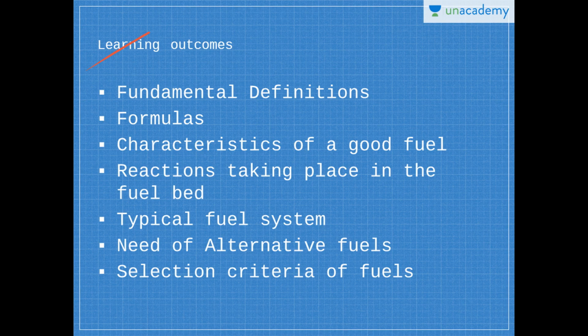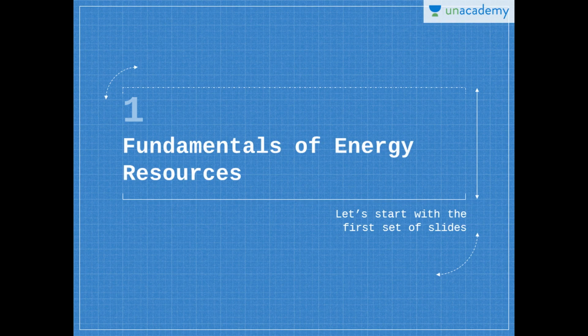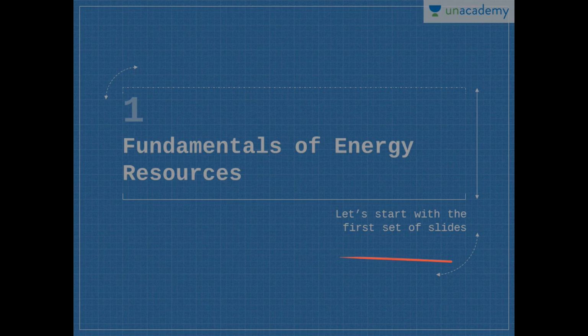So the learning outcomes of this slide will be, you guys will get an overview or the introduction of the fundamental definitions used in the energy resources, the formulas, the characteristics of a good fuel, the reactions taking place in the fuel bed, a typical fuel system, the need of alternative resources in our generation right now, and the selection criteria of these alternative fuels which are going to be used. So fundamentals of energy resources will be our lesson for today. Let's start with the first set of slides.